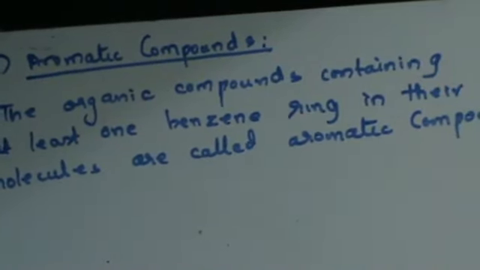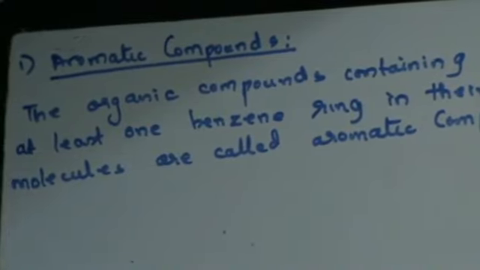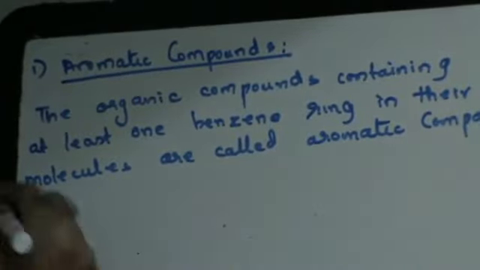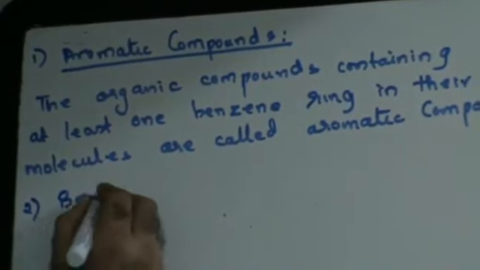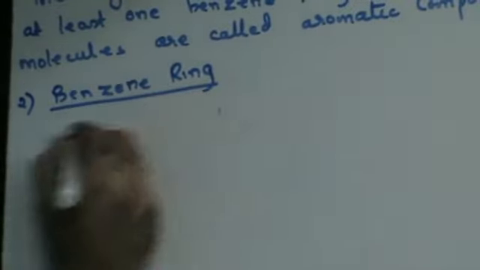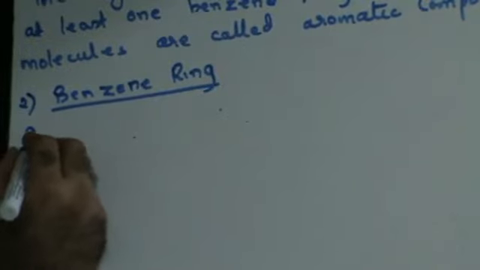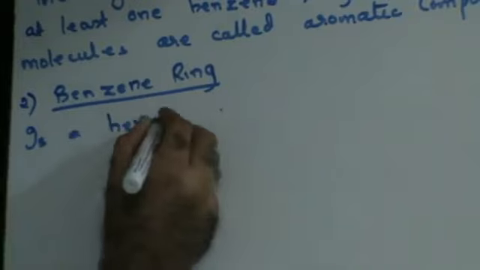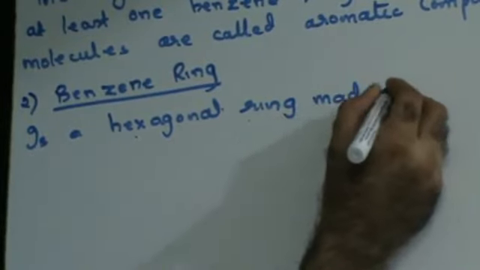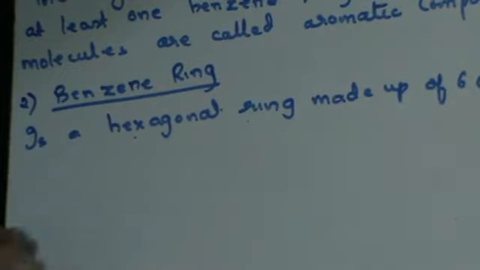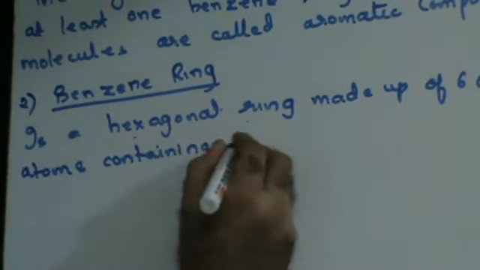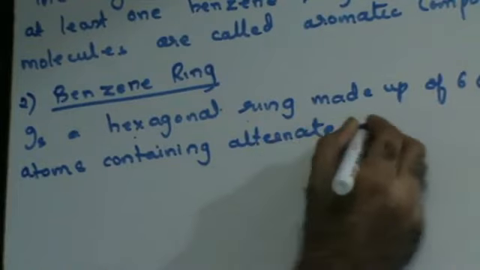Now when I say benzene ring, what is a benzene ring? A benzene ring is a hexagonal ring made up of 6 carbon atoms containing alternate double and single bonds. What is a benzene ring? A benzene ring is a hexagonal ring made up of 6 carbon atoms containing alternate double and single bonds.